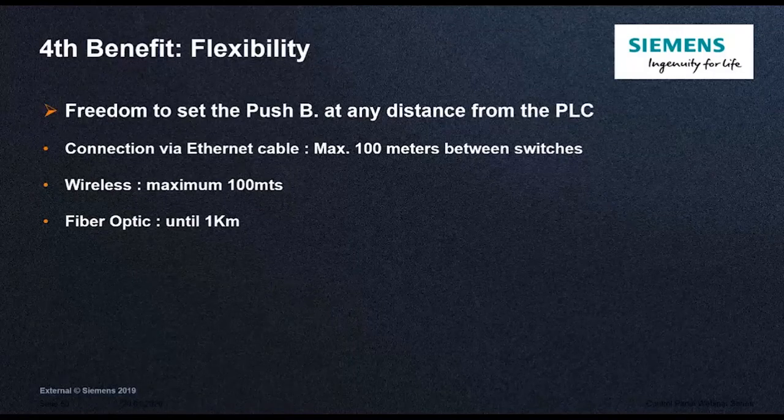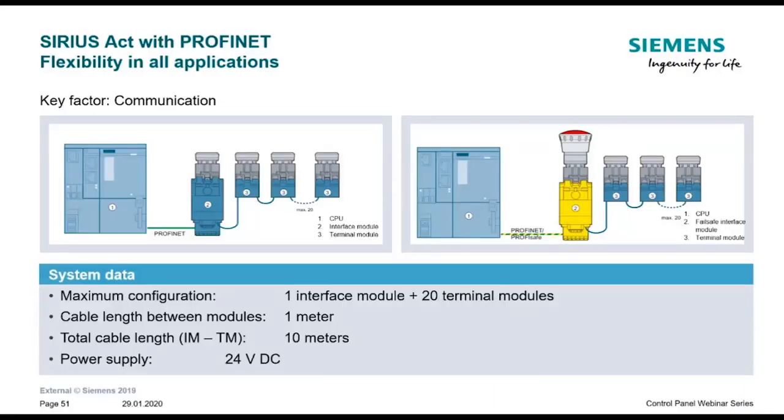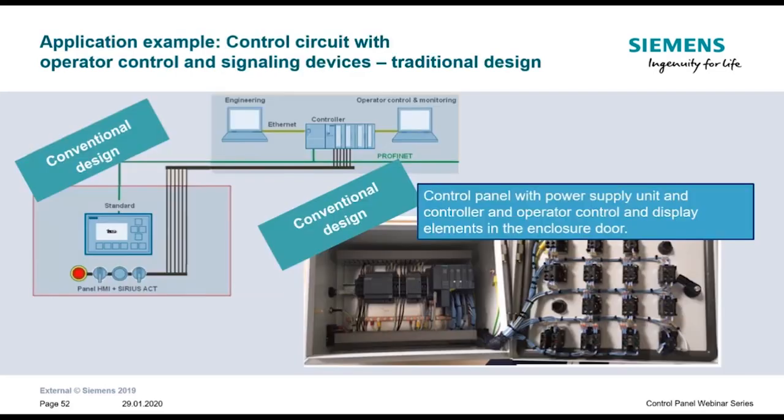Fourth benefit, and not least, of course, flexibility. Imagine that you have the freedom to set the push button at any distance from the PLC. Of course, if you're doing this via Ethernet cable, then you have to have switches every 100 meters. Wireless, you may have a maximum of 100 meters. And if you use fiber optic, you can go up to 1 kilometer in distance between the push buttons and the PLCs.